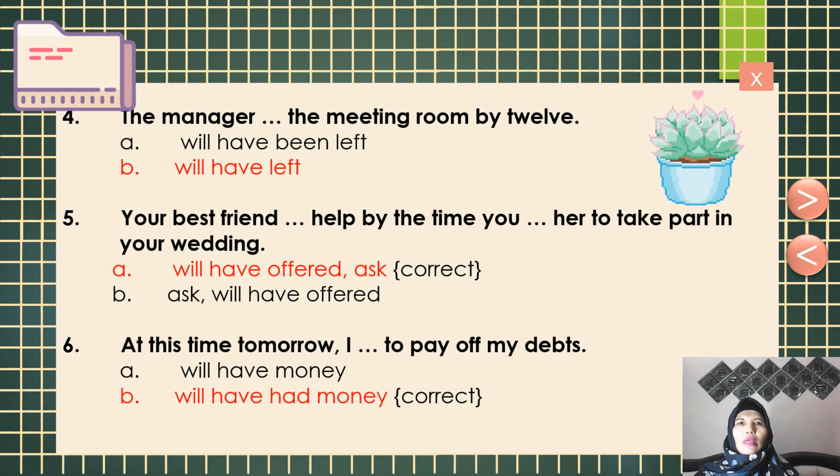Number 6. At this time tomorrow, I blah blah blah to pay off my debts. The correct answer is at this time tomorrow, I will have had money to pay off my debts.